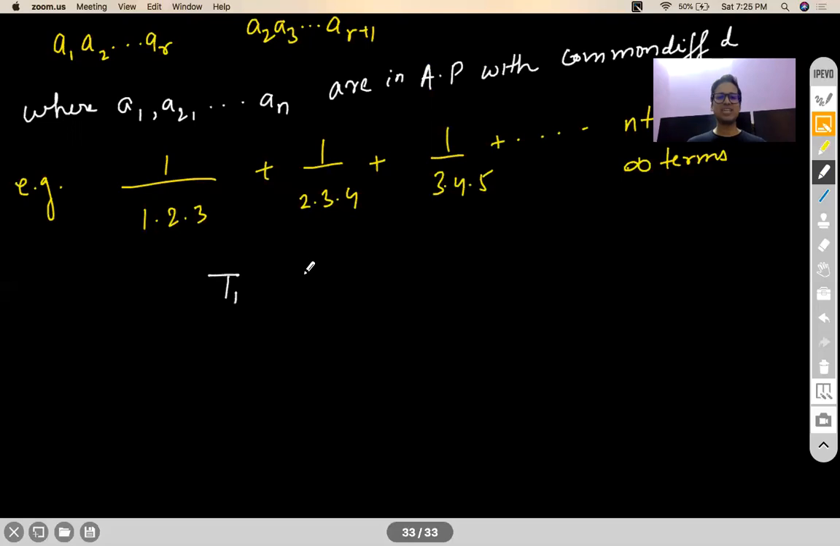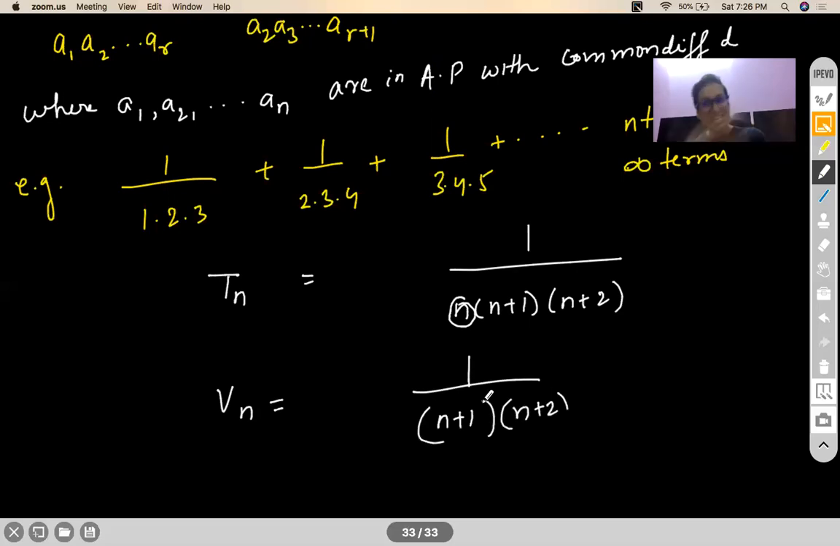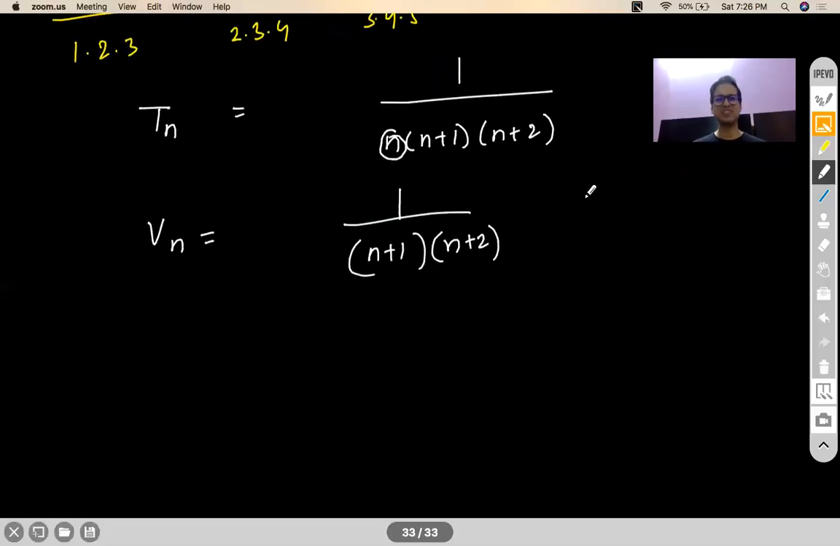So first write down the nth term. In this case, the nth term will be 1 by n, n plus 1, n plus 2, right? Here the Vn term is chosen again by dropping this term. Remember in the previous example, the Vn term was chosen by adding one more factor. Here it is chosen by dropping the first factor. Okay. Now if this is Vn, Vn minus 1 will be 1 by n, n plus 1.